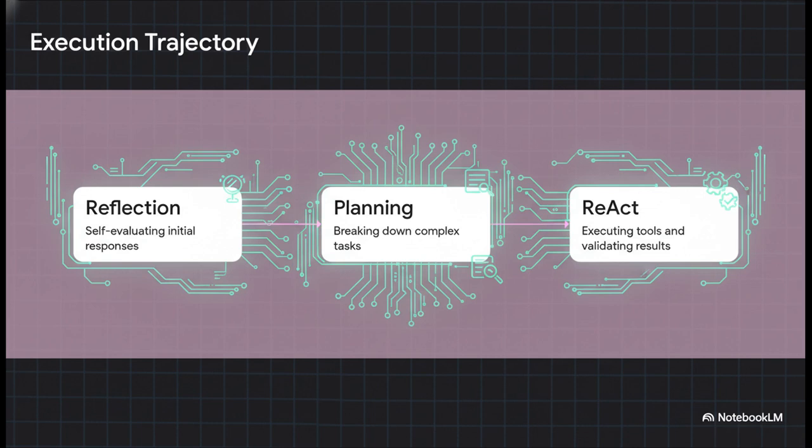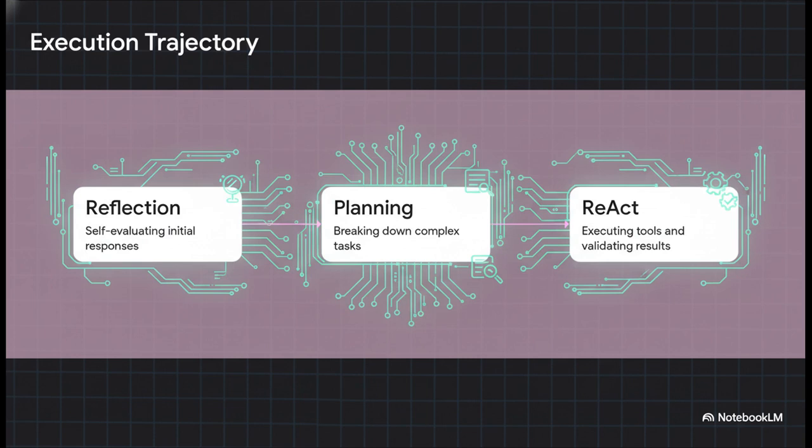Static software follows predefined logic paths, right? But agents don't. They assemble their execution trajectory dynamically. Step 1 is reflection. This means programming the agent to self-evaluate its initial outputs before ever presenting them. Step 2 is planning. This is taking a complex, ambiguous user request and structurally breaking it down into manageable subtasks.